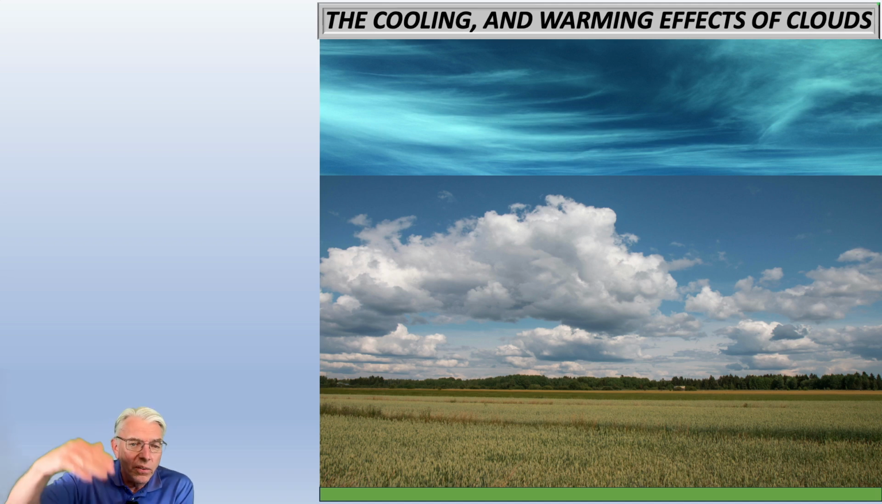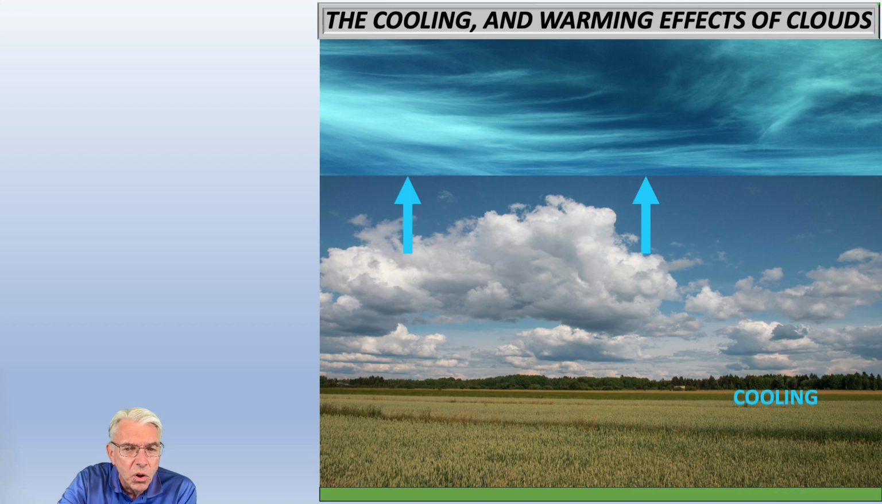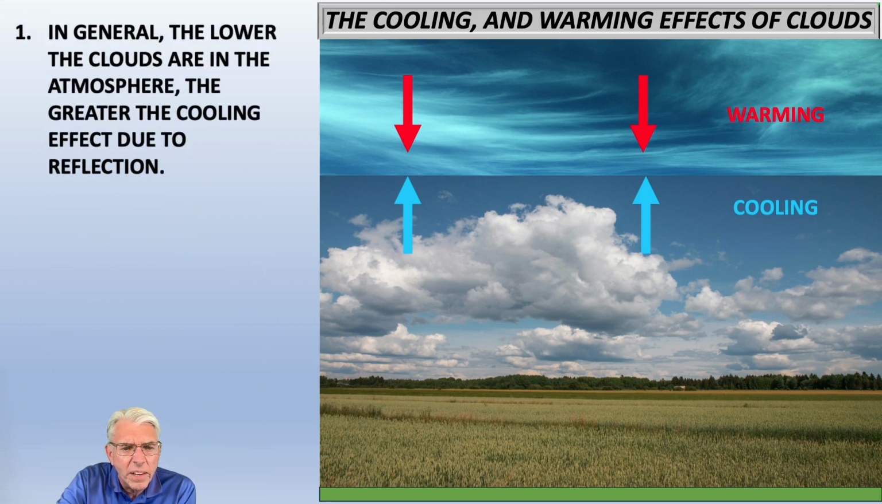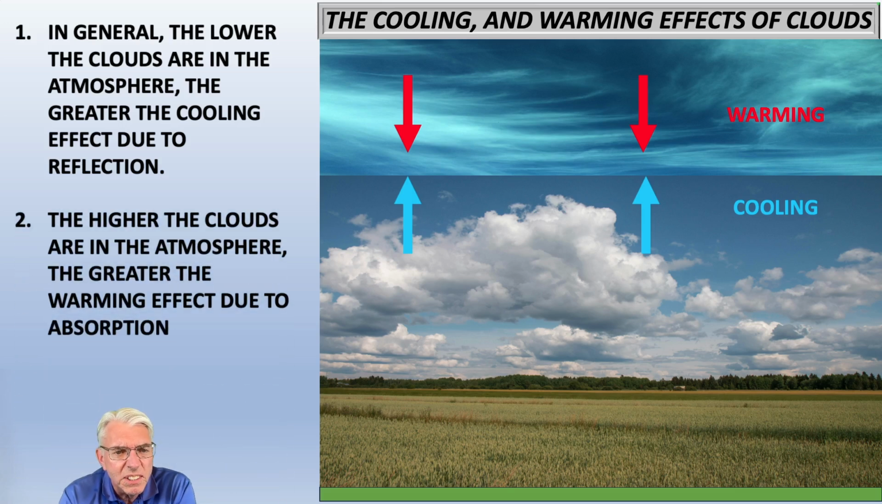So generally, the higher the clouds and the colder the clouds, the more of a warming effect they have due to absorption. So this is just a graphical way of illustrating that. The lower clouds do more reflecting, causing cooling, and the higher clouds are more about absorption, and they tend to warm the planet, at least to some degree. The overall net effect, though, of all the clouds around the Earth is to cool the Earth and not to warm it. So the reflection dominates over the absorption. Okay, so in general, not trying to be redundant here, but just summing up, the lower the clouds are in the atmosphere, the greater the cooling effect due to reflection, and the higher the clouds are in the atmosphere, the greater the warming effect due to absorption.